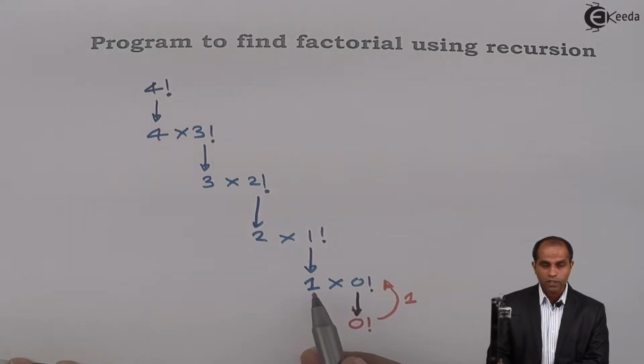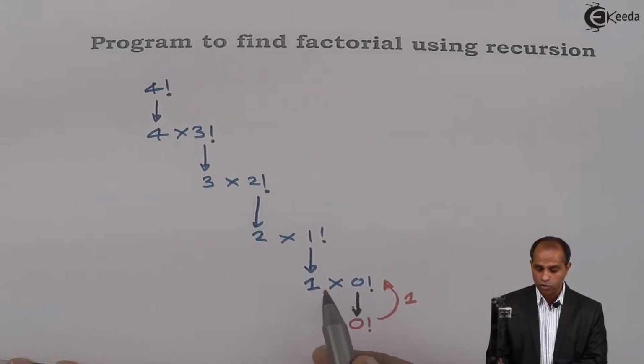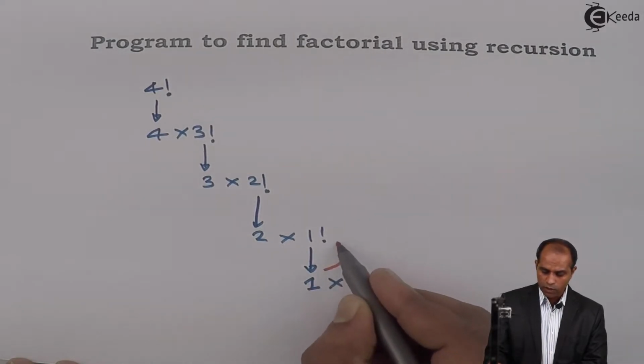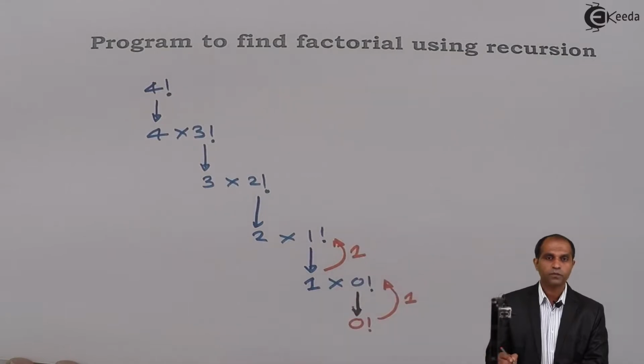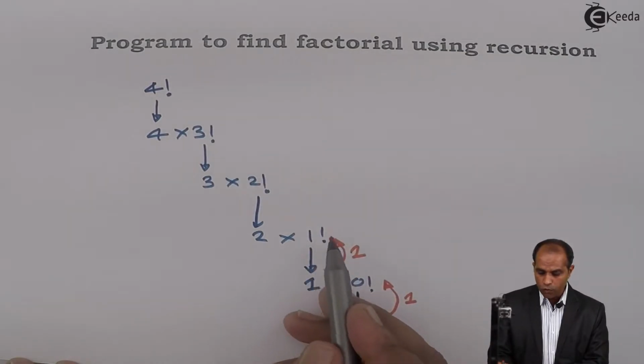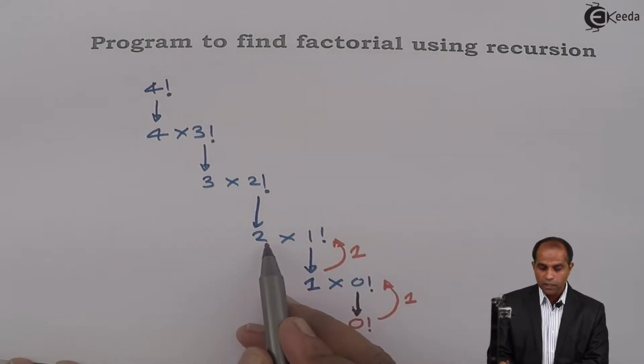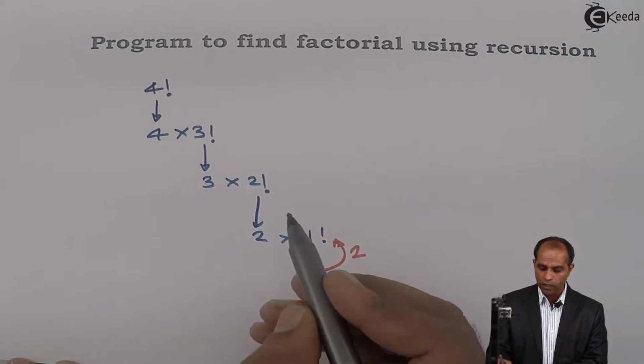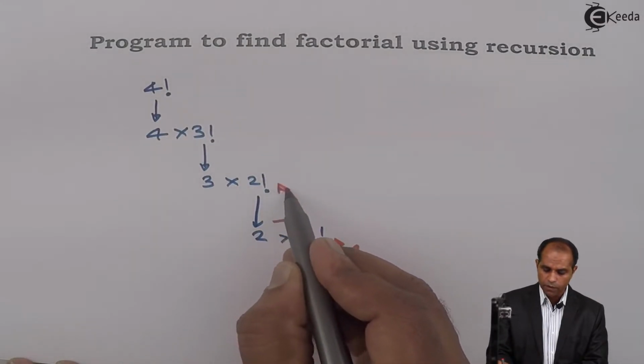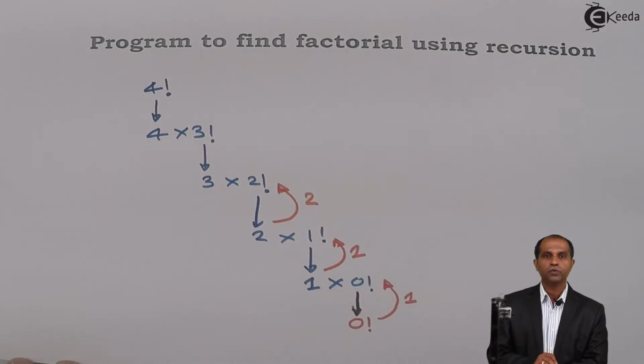So what this person does, now this person multiplies these two results. 1 into 1 is 1. So this gives the value as 1. Now this person who was waiting for 1 factorial received the answer as 1. He now multiplies these two values. 2 into 1 is 2. He again gives you the value back. So 2 into 1 is 2.